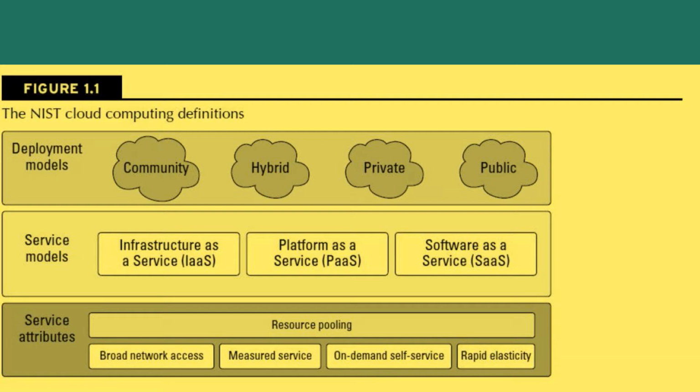Rapid elasticity relates to scalability. On-demand self-service means whatever you want to do with the resources from the cloud, you can do. Measured service means you will be charged as per your use. The service attributes will be pooling the resources.